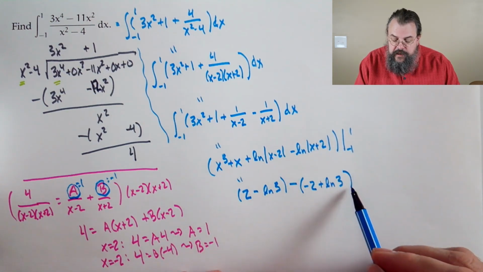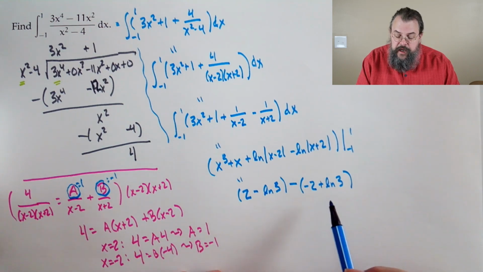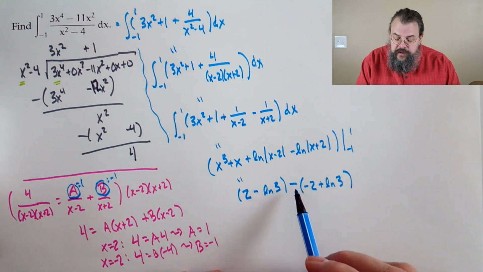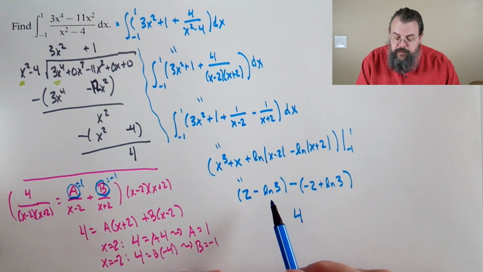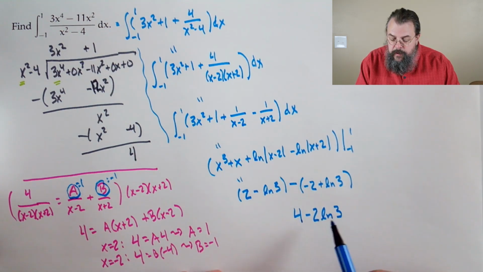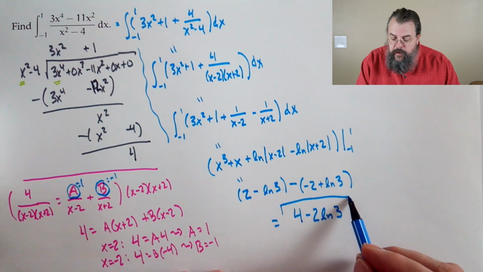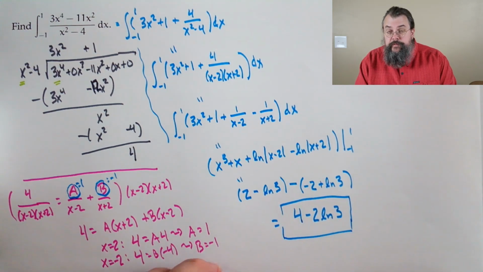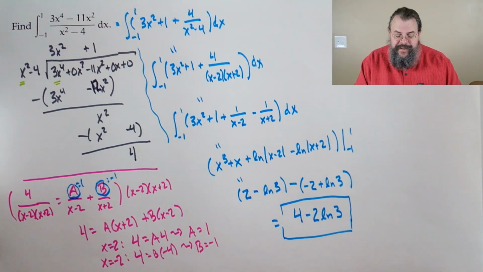Well, that's 0 again. And you say, oh, look, we can combine. And so 2 minus minus 2 is really 4. Minus log 3 minus another log 3 is minus 2 log 3. And we're done. That's it. That's our answer.